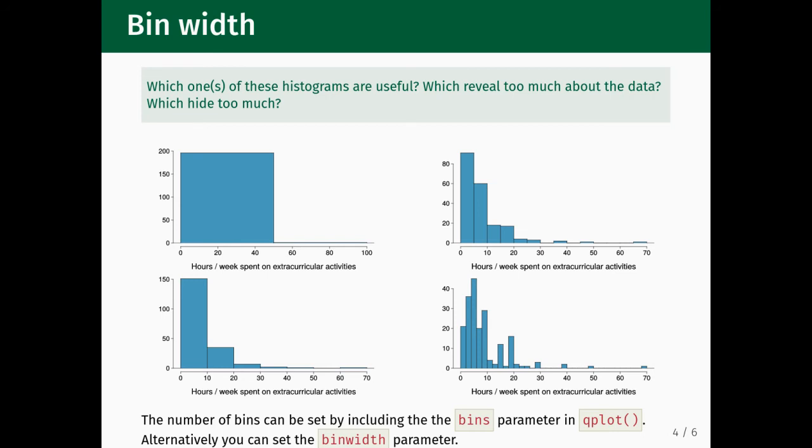What we want is something like one of the other 2 histograms, either in the top right or the bottom left, where we have a relatively smooth distribution without too much jaggedness, but we also have enough bins that we show the overall pattern of the data. By default, the qplot function creates 30 bins, but you can change this number, and in practice, you often should.